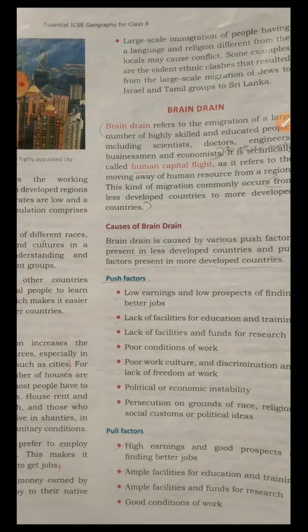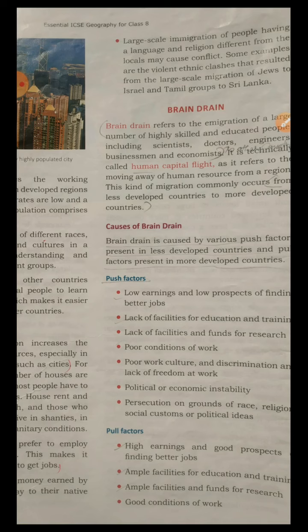We have a list of factors. Number one, low earnings and low prospects of finding better jobs, lack of facilities for education and training, lack of facilities and funds for research, poor conditions of work, poor work culture and discrimination, and lack of freedom at work. Political or economic instability. Then the last point is persecution. Persecution means giving punishment on grounds of race and religion, social customs or political ideas. That can also force people to move out of a place, pushing them out of the country. That is called brain drain.